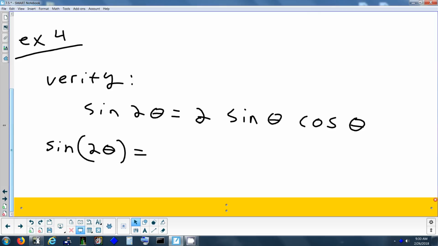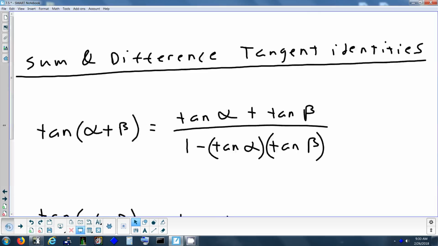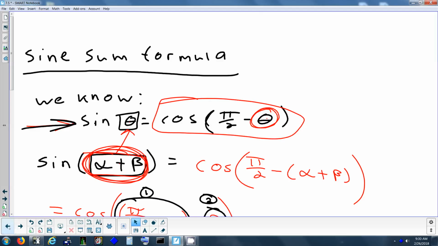Theo? Theta plus theta. Yeah, think of it as theta plus theta. Theta plus theta is 2 theta. And why would I want to think of it as sine of theta plus theta? Why does that help me a lot now? Yeah? So now you have alpha and beta. Yeah, that's the sine sum identity. So let's just go back and look at what the sine sum identity is.